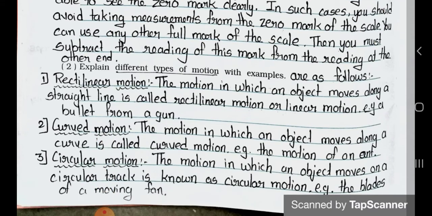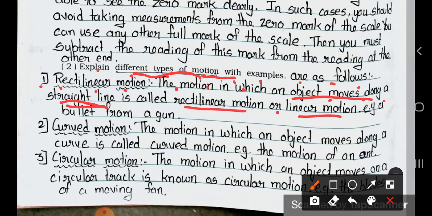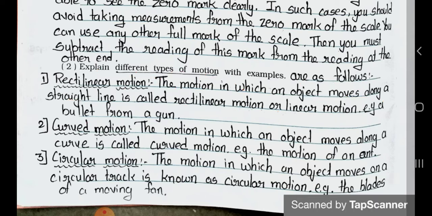Now see the question number 2. Explain different types of motions with example. Answer is, different types of motions are as follows. Number 1, rectilinear motion. What is meant by rectilinear motion? See, the motion in which an object moves along a straight line. The object moves along a straight line is called rectilinear motion or linear motion. Example, a bullet from a gun. Now see the number 2.